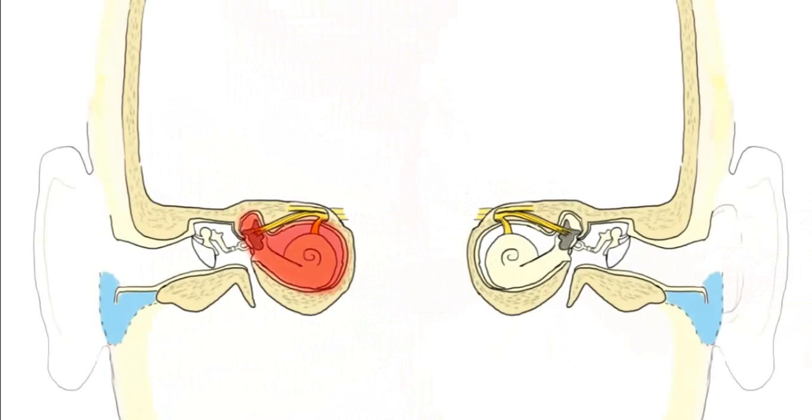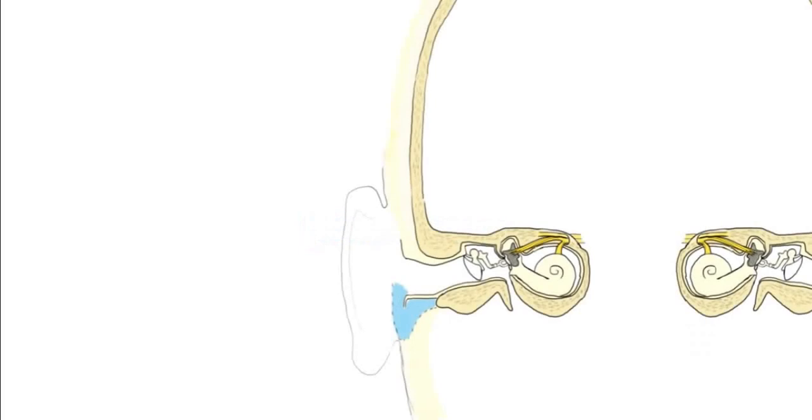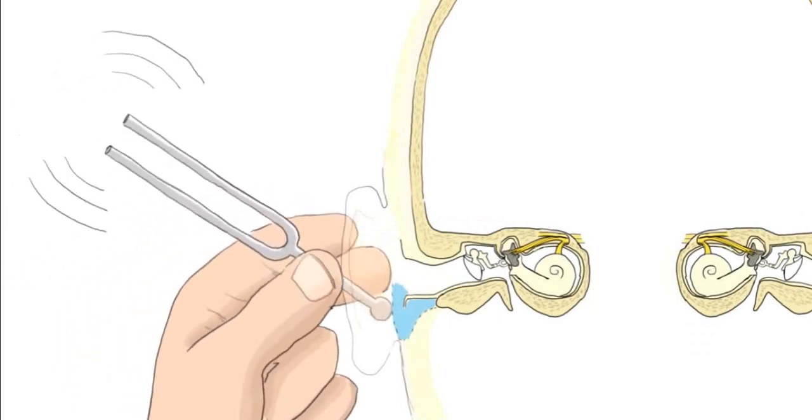The Rinne and Weber tests can help differentiate between sensorineural and conductive hearing loss. The Rinne test enables unilateral comparison of bone to air conduction and takes advantage of the fact that physiologically, sound conduction is more efficient via air than via bone. So in a normal person, air conduction is always better than bone conduction. Place a vibrating tuning fork against the mastoid bone. This is bone conduction. Sound waves now travel to the inner ear via bone conduction.